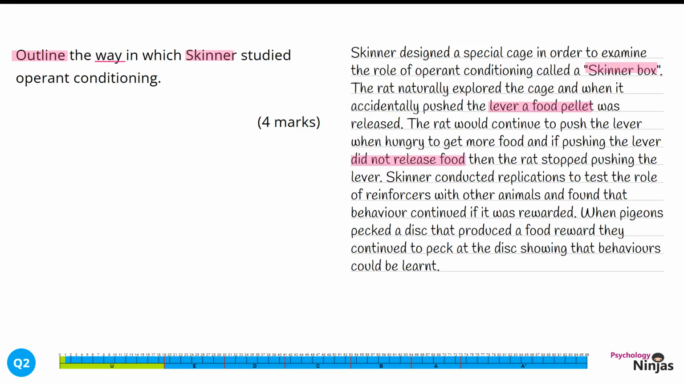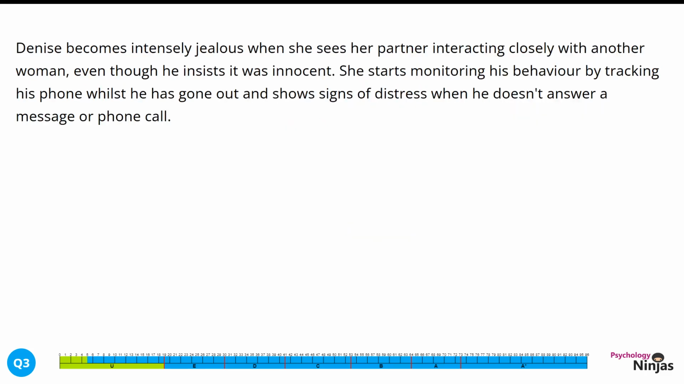Identifying that Skinner studied other animals is important. However, how he studied the other animals is even more significant for this question. That this time with the pigeons, they pecked a disc rather than pulling a lever. Here we've got our 4 marks for outlining Skinner's research.